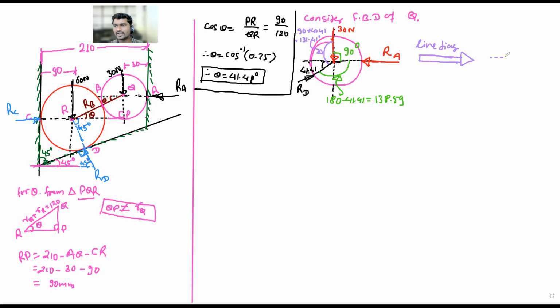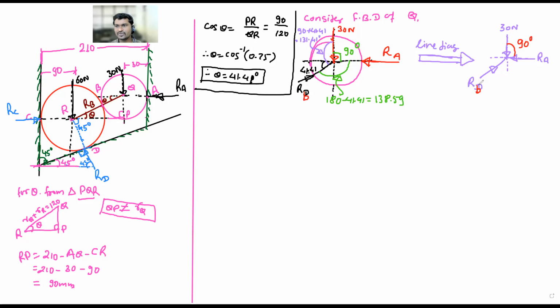So here also we have to generate the dotted x, dotted y, along the y weight 30 Newton, RA, and this one is RB. Then mark the angles between them, adjacent angles. This one must be RB.